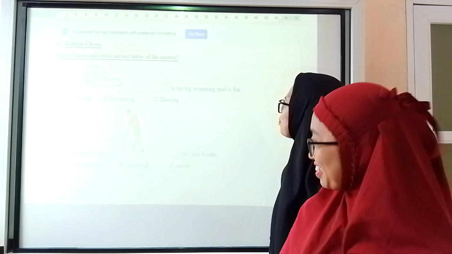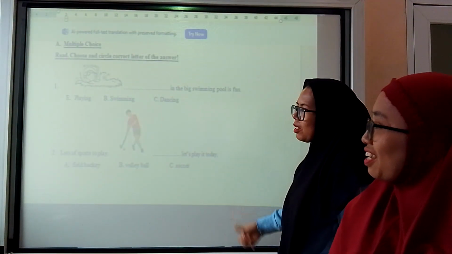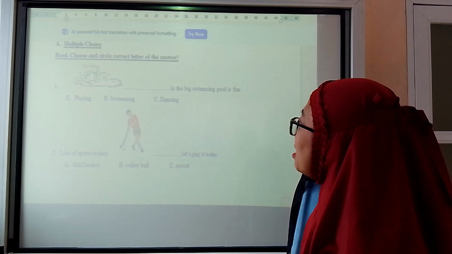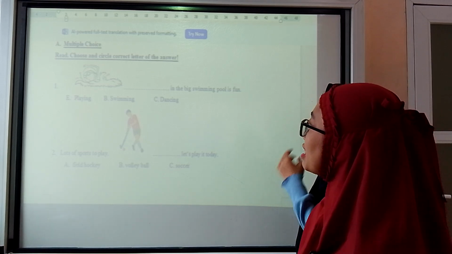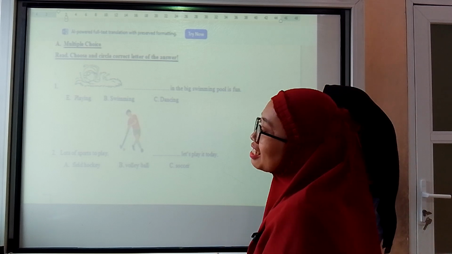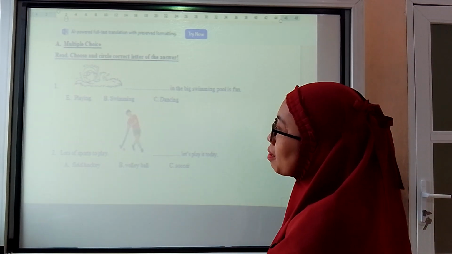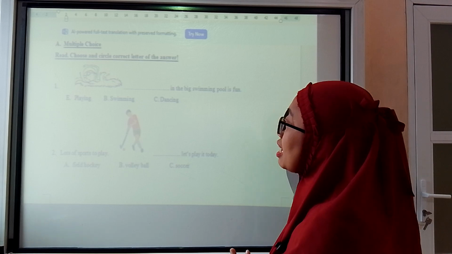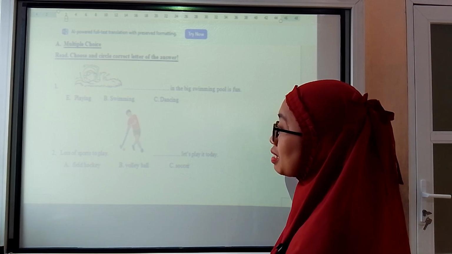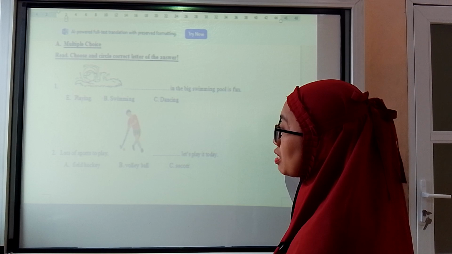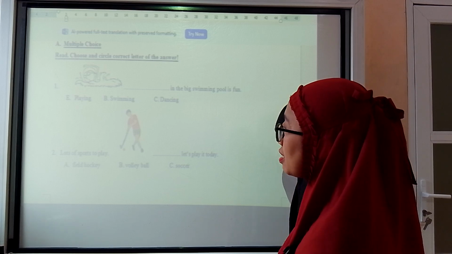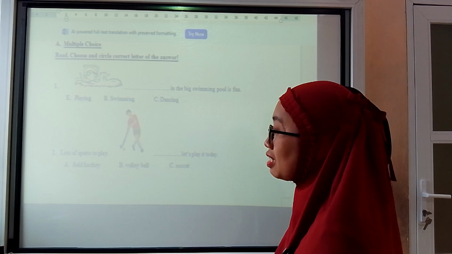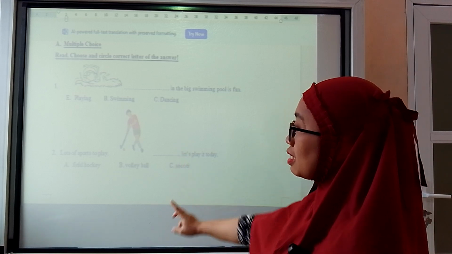English. Topik English. Susan. According to the picture, blank in the big swimming pool is fun. It's swimming, because in this unit we focus on the verb form ing as a noun, at the beginning of a sentence, also as a subject. So students will learn the forming of the verb. Basic will become verb ing, but as a noun in here. So the answer is B, swimming.